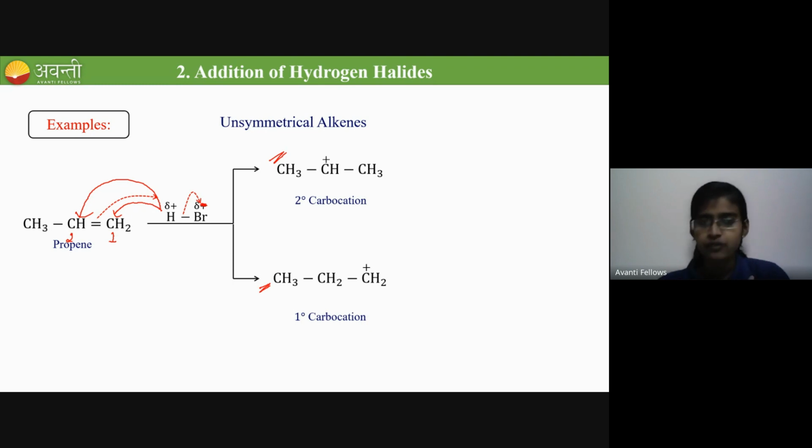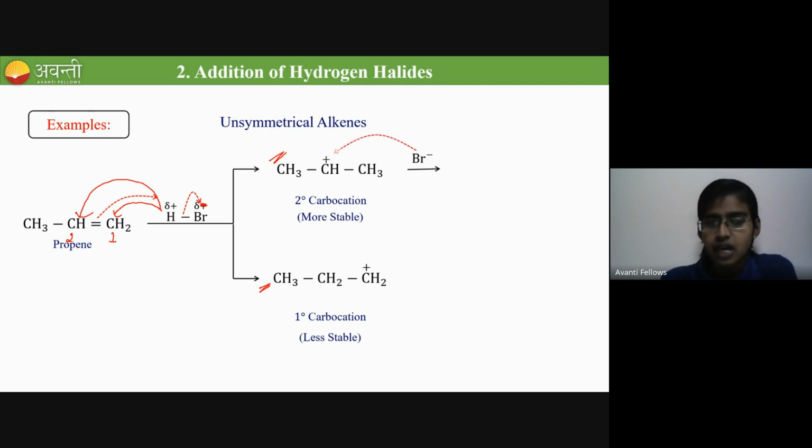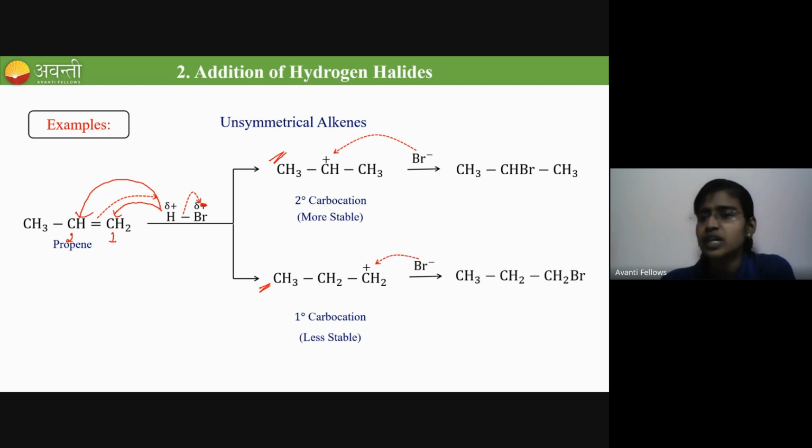Now, as I have told you, and we all know about this, the stability: the secondary carbocation is more stable compared to the primary carbocation. Secondary is more stable and primary is least stable. Now, Br minus will come and attack the secondary carbocation and it will lead to one product. And in the same way, Br minus will attack the primary carbocation also and it will also lead to a product.